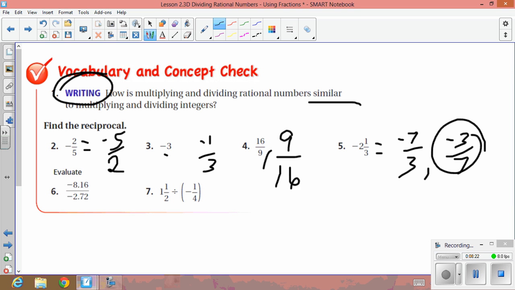Okay, for 6 and 7, why don't you guys take a minute to solve, and I'll show you the solutions. So now would be a good time to pause.